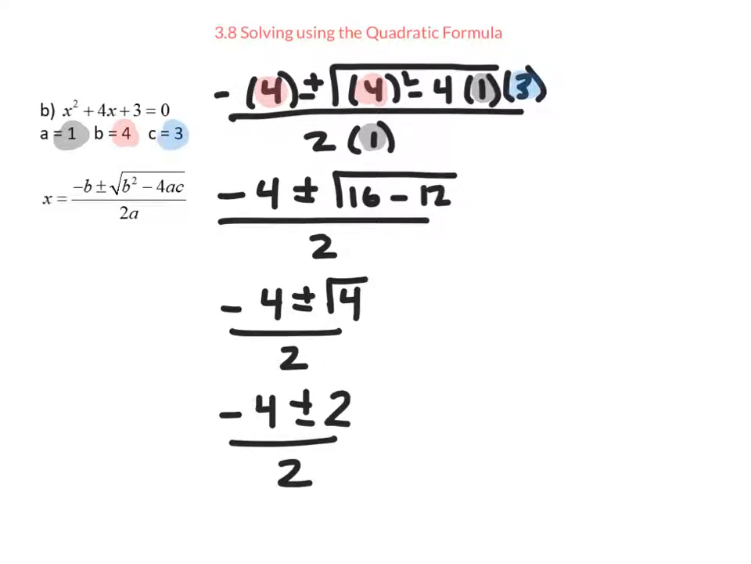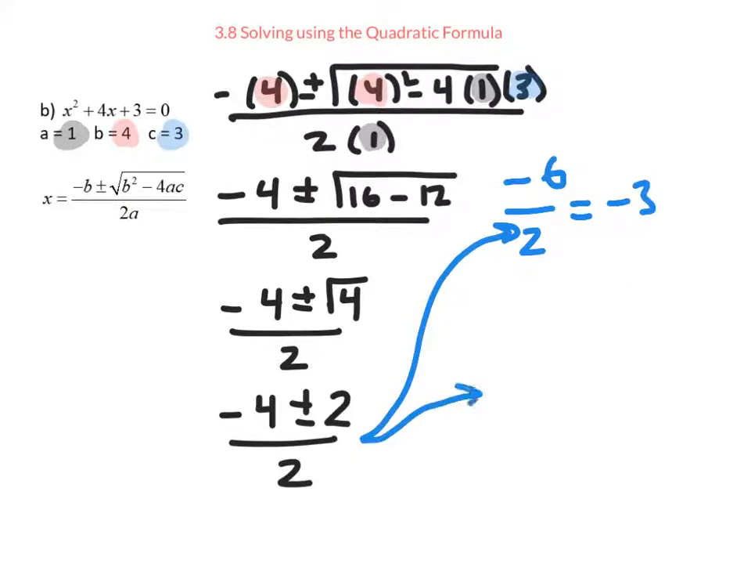And then the work is just shaking it out, right? 16 minus 12 is 4. The square root of 4 is 2. Now I stopped here because it's worth showing you how we get these two answers. So we do -4 minus 2, which is -6, so we get one answer at -3. And the other answer would be -4 plus 2, so we get -2 over 2, and we get our other answer. So here are our two values. When we're done, we get the -3 and the -1 as the other answer.